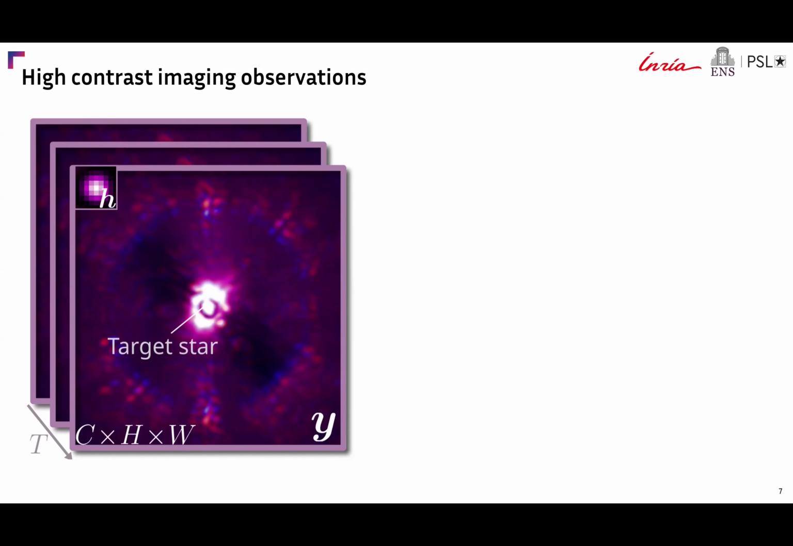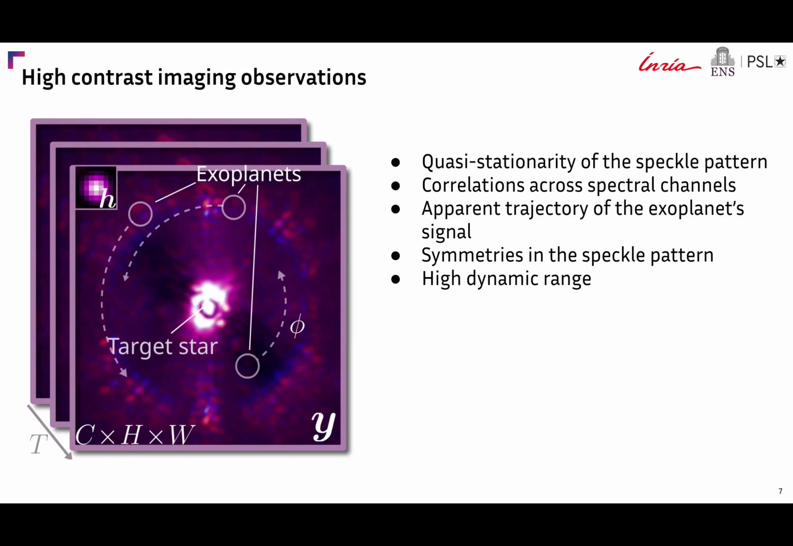In this paper, we are exploring the use of deep learning methods to model these speckles and thus improve the detectability of exoplanets. To do this, we cannot use off-the-shelf deep learning methods because this scientific data has very specific characteristics which are very different from the natural images typically used in computer vision. For example, the quasi-stationarity of the speckle pattern, correlation across spectral channels, apparent trajectory of the exoplanet signal, symmetries in the speckle pattern, and high dynamic range. We propose to combine the flexibility of neural networks with learnable components with the physical and statistical priors that we have about the data in order to design an architecture adapted to the problem.